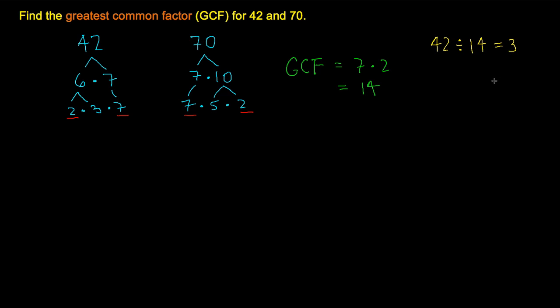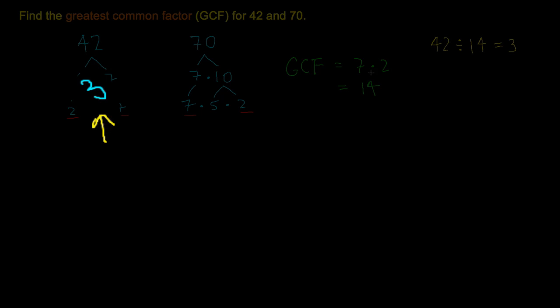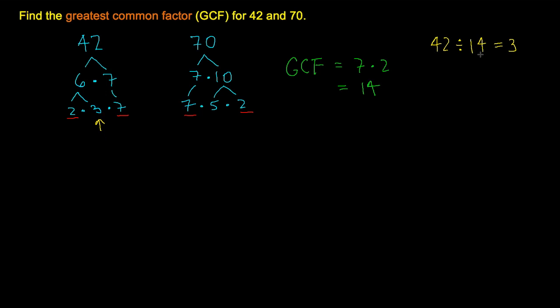Well, it's very simple. If I factor out from 42 that 2 and that 7 that build the greatest common factor, all that's left behind is that 3. So 42 divided by that 14 is 3. Let's check 70. 70 divided by 14. Well, once again, if you've factored out the 2 and the 7, all that would be left behind would be the 5. And so they're both evenly divisible by 14.